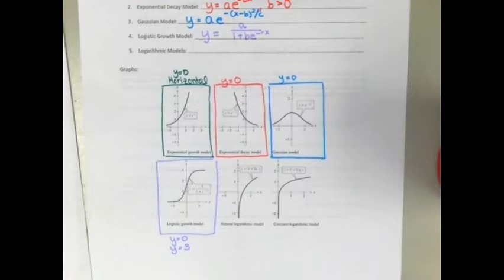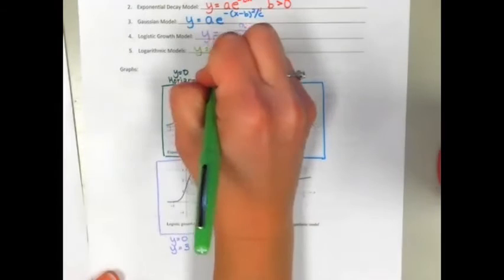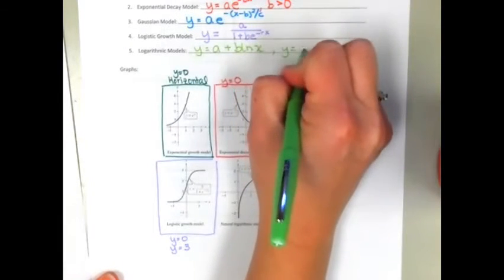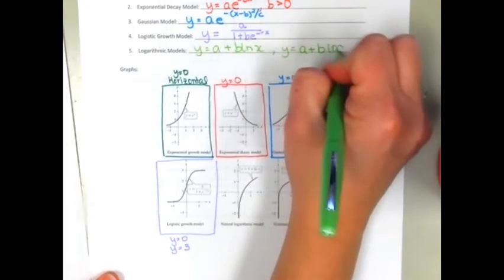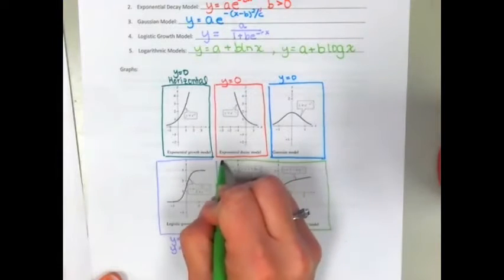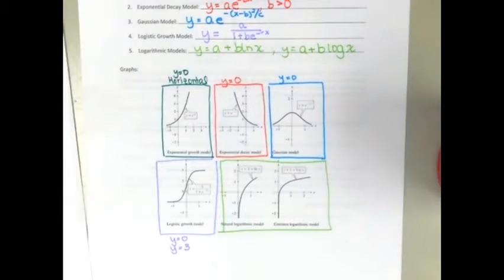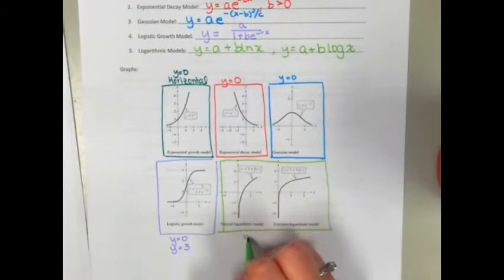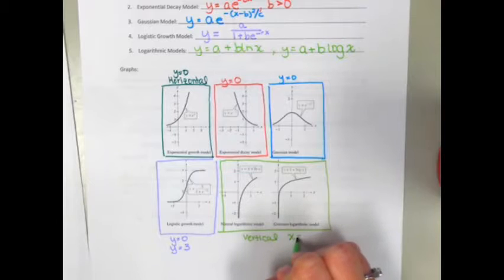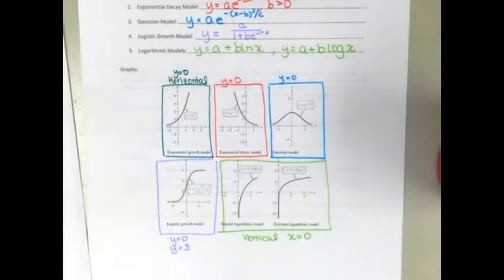And then the logarithmic models, okay, is our y equals a plus b natural log x, or y equals a plus b log base 10 of x, which are the bottom two here. And in these ones, we don't have horizontal asymptotes, we have vertical asymptotes. And what are my vertical asymptotes? X equals 0. We can't cross the y-axis on this one, right? Cannot cross.